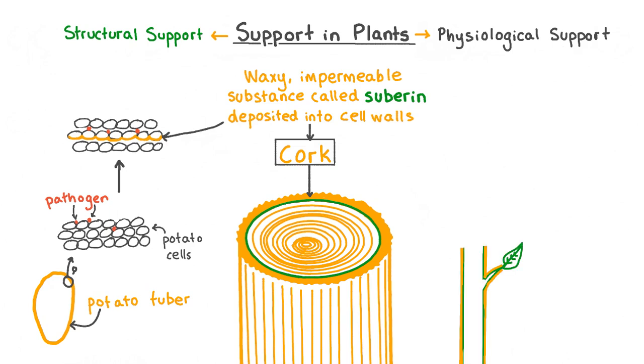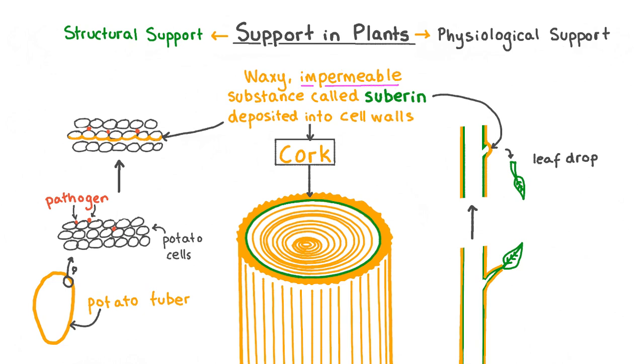When certain trees begin to lose their leaves in preparation for winter, this forms a vulnerable region through which pathogens might be able to access the plant's inner tissues. But not to worry, as a scar of cork usually forms over this region, forming a protective layer that prevents pathogen entry. As it is impermeable to water and therefore waterproof, cork provides another layer of support both against losing water and against pathogen entry.